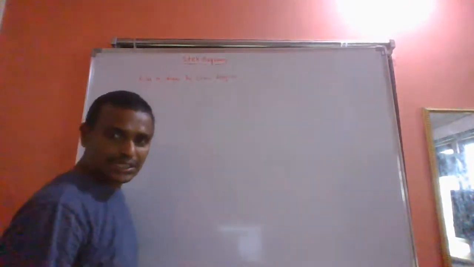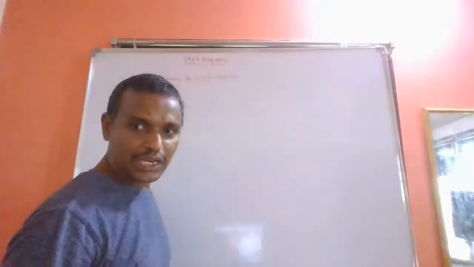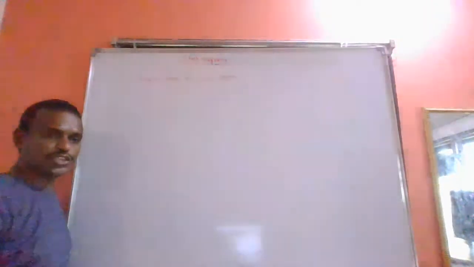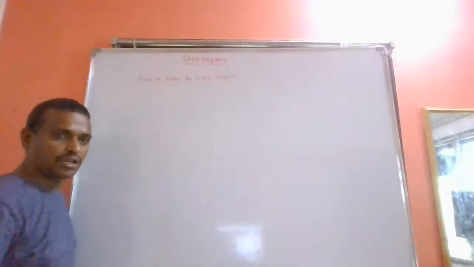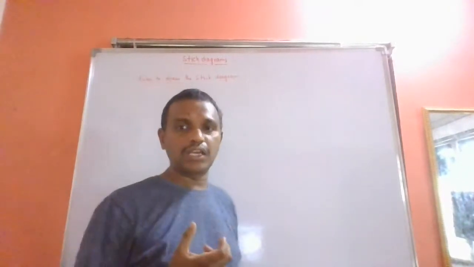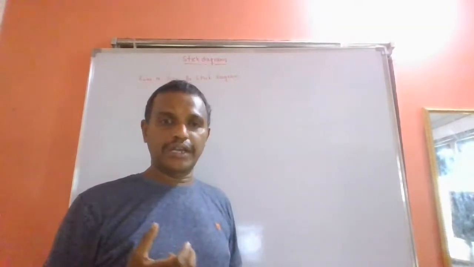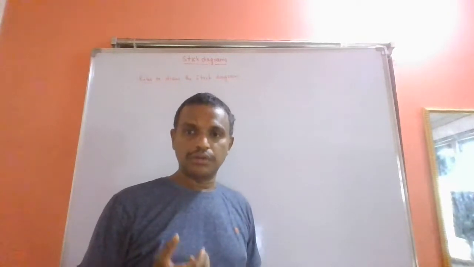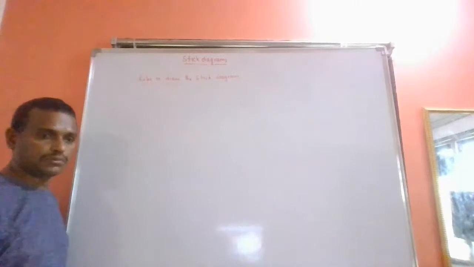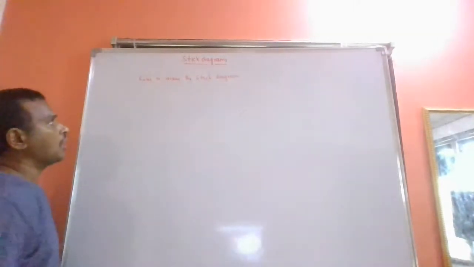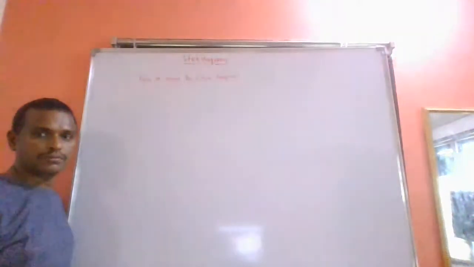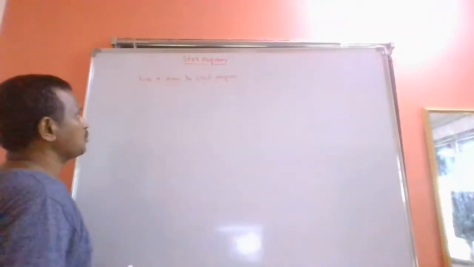Here someone is asking what is VLSI. VLSI is an abbreviation for very large scale integration, and nowadays VLSI is widely used. So in VLSI we have this topic, that is the stick diagram. Out of this, what are the rules to draw the stick diagram?